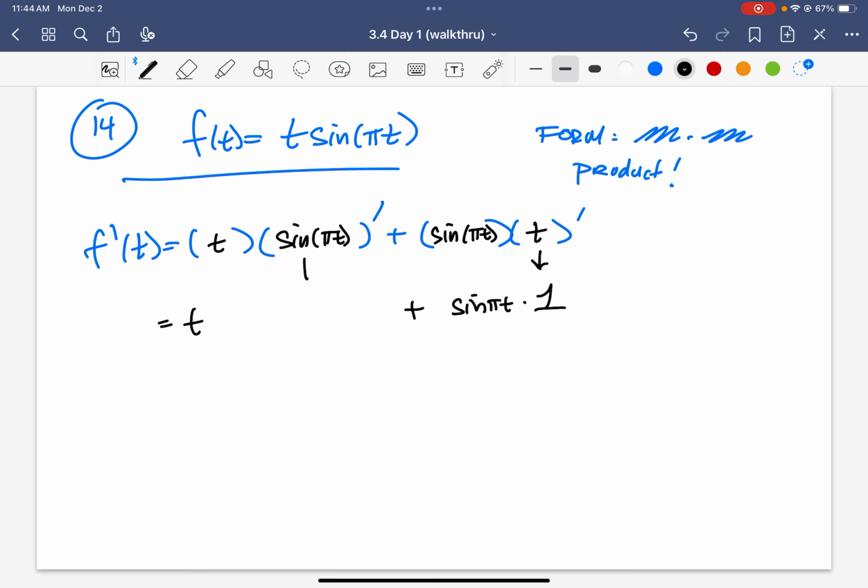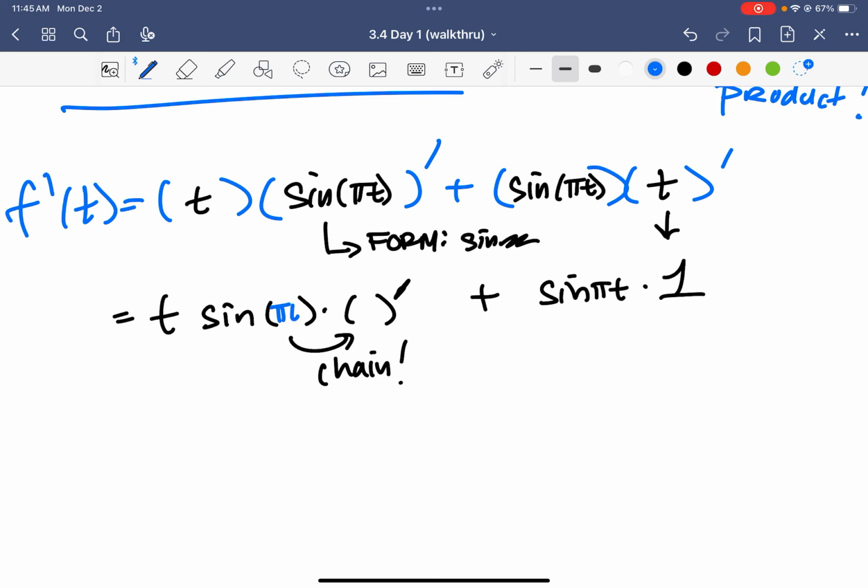But then I have to ask, what is the form of this thing? The form of this thing is sine of stuff. So its derivative is going to be cosine of stuff times the derivative of that inside stuff. You have to follow through with the chain rule. That inside stuff is pi t, times the derivative of pi t. So it's going to be t times cosine of pi t times, well, the derivative of pi t is just pi, plus sine of pi t times 1.